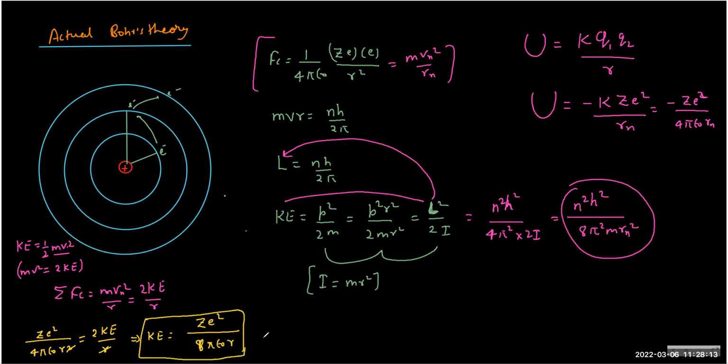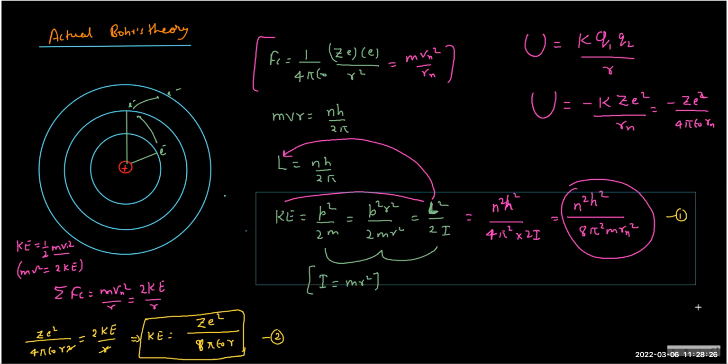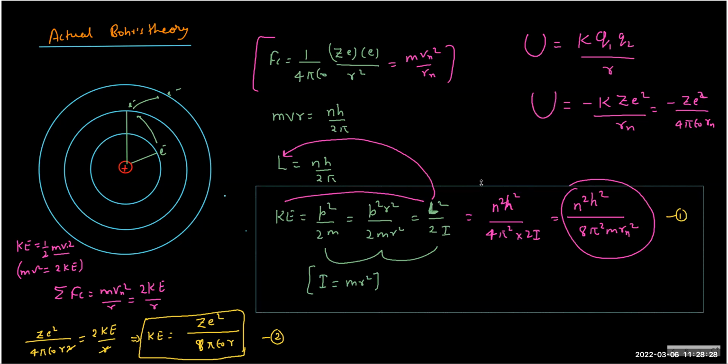So this answer, which I say answer 2, and this answer, which I say answer 1, because both are representing the same, can we say that these two must be equivalent to each other? Yes or no? Yes, sir. And if you equate these two answers, you will get the formula for radius of the orbit in one line.